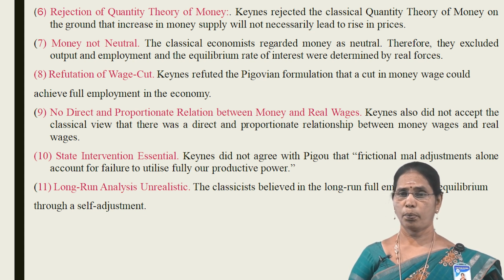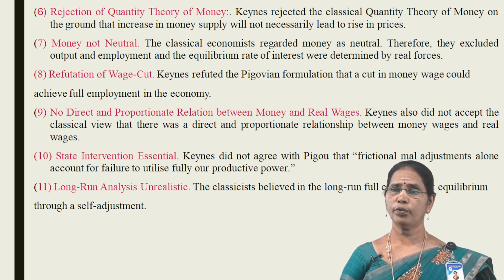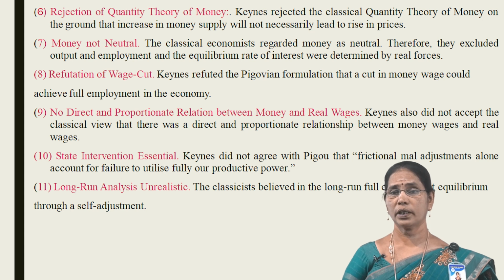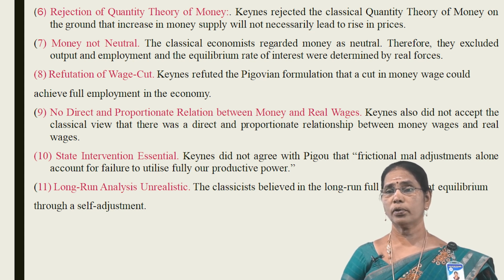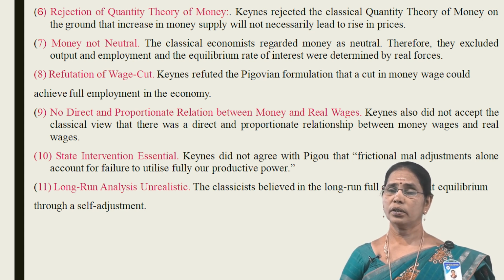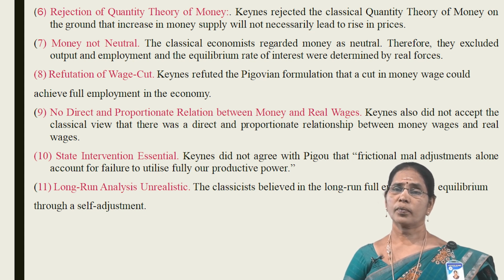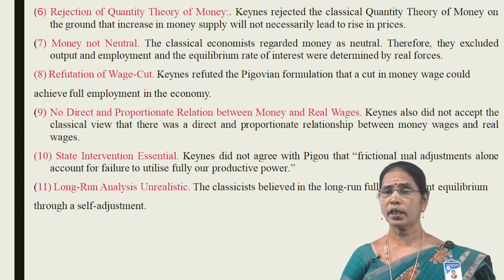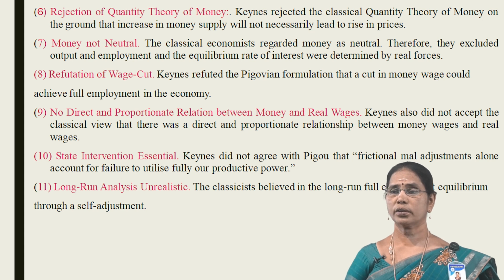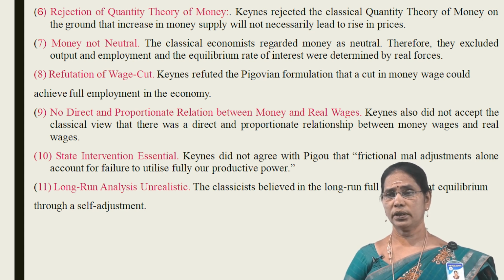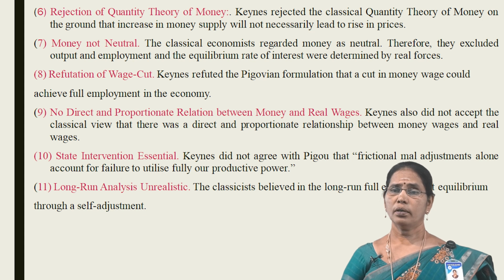Refutation of wage cut. Keynes refuted the Pigouvian formulation that a cut in money wage could achieve full employment in the economy. It is not suitable in a socialistic economy or a capitalistic economy, nor in a mixed economy. No direct and proportionate relation between money and real wages. Keynes also didn't accept the classical view that there was a direct and proportionate relationship between money wage and real wages.